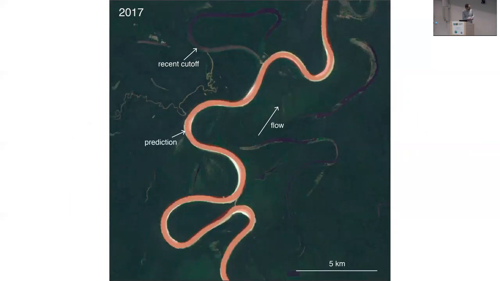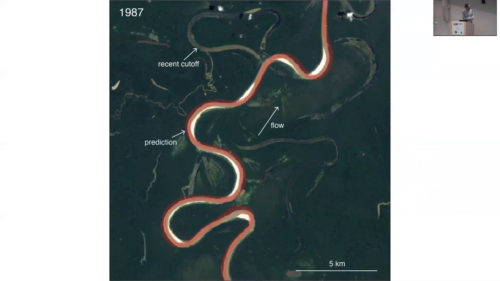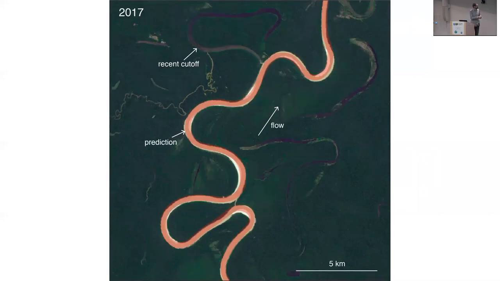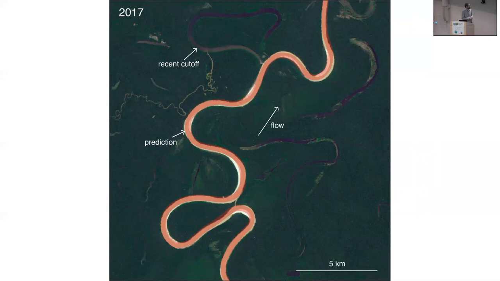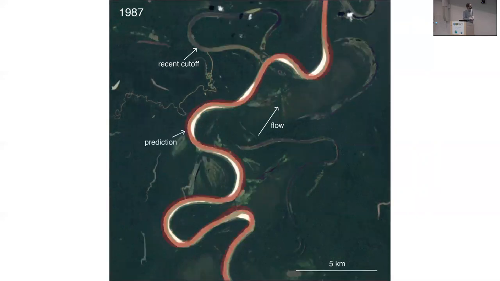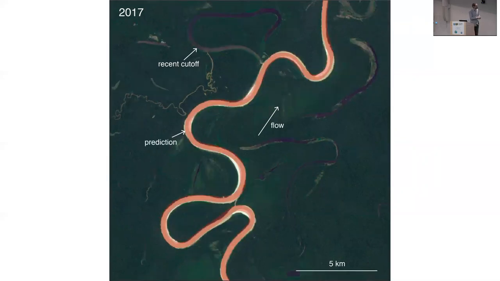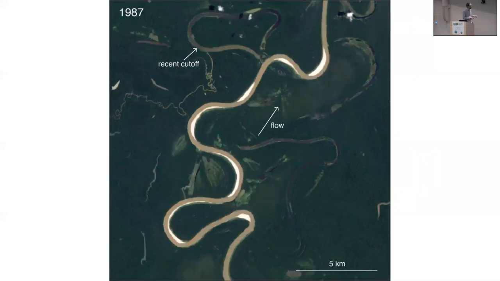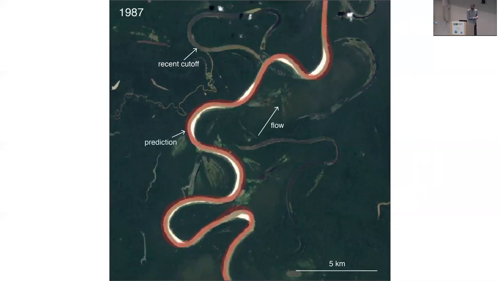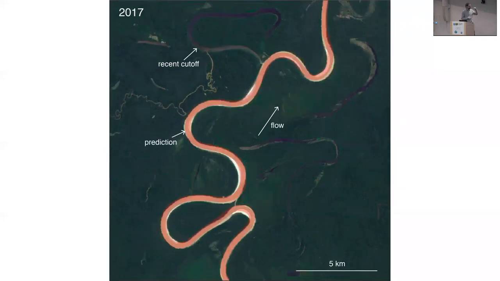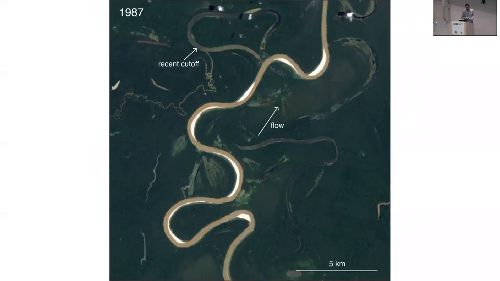There's the prediction in red, and then we plot the 2017 channel. And it's not perfect, of course. For example, over here, there seems to be more migration than what you would expect based on the model. Note that there's a recent cutoff here. So this is similar to what John Schwenk has found, that when you have a cutoff, migration rates increase, and this analysis shows that it increases further than what you would expect from curvature alone.